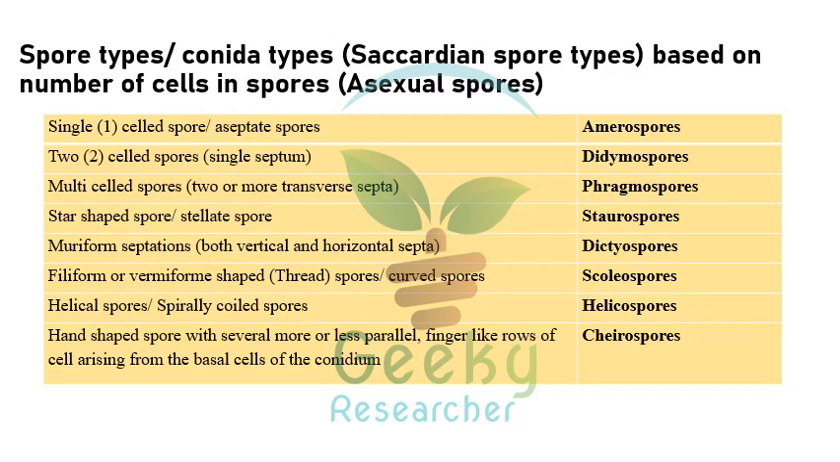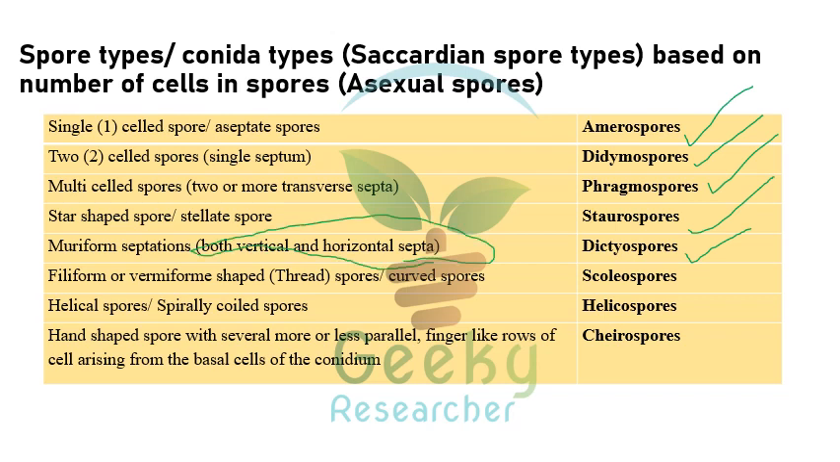So the spore types are conidia types, that is Saccardian classification. If it is single-celled, aseptate, it is amerospore. Two-celled means didymospore. Multi-celled spore means phragmospore. Star-shaped conidia is staurospore. Multiple muriform septation can be seen in dictyospore, with both vertical and horizontal septations.